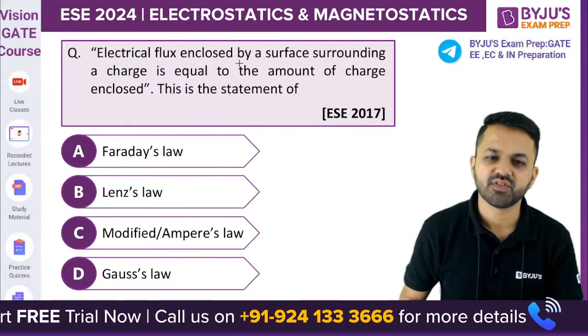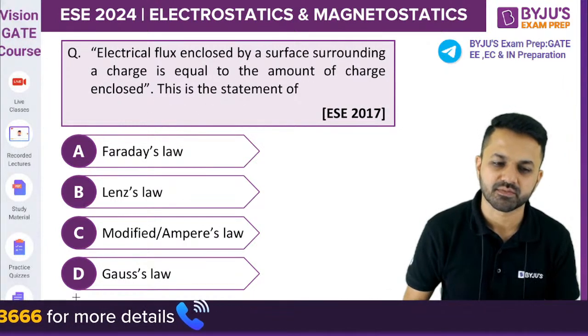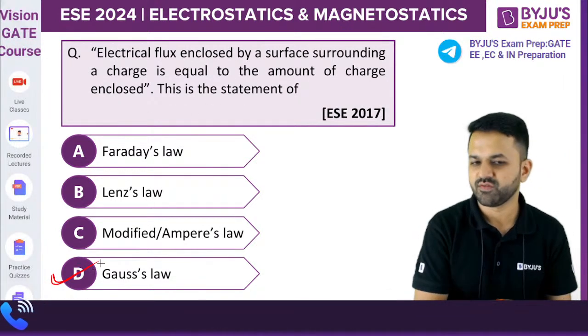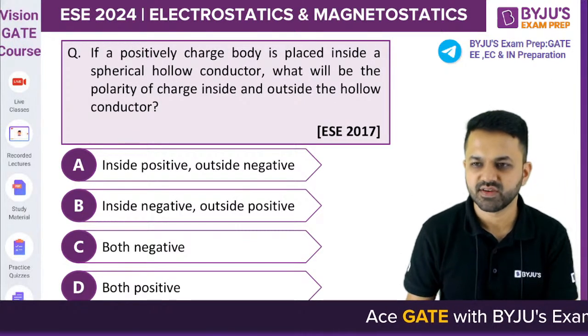Okay, so the electric flux enclosed by a surface is equal to the amount of charge enclosed. That is the statement of Gauss's law, because we have just seen it in the last question. Yes, answer this one.